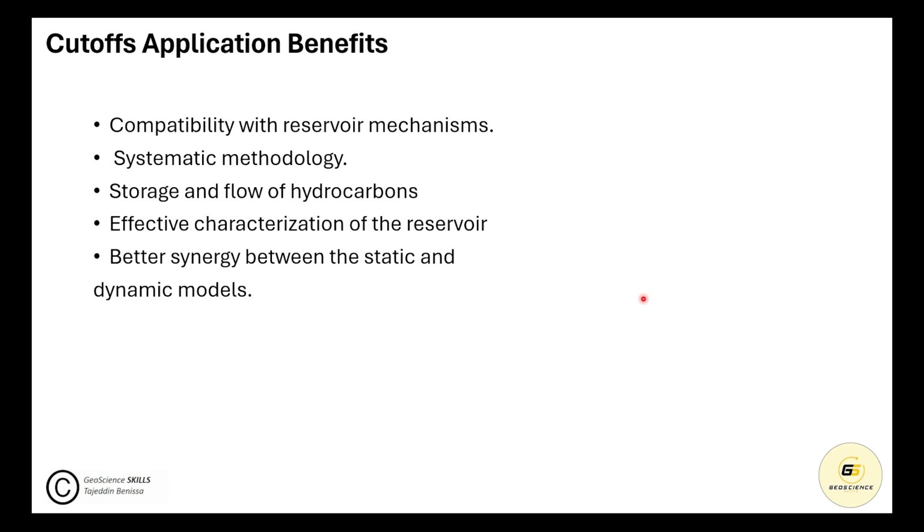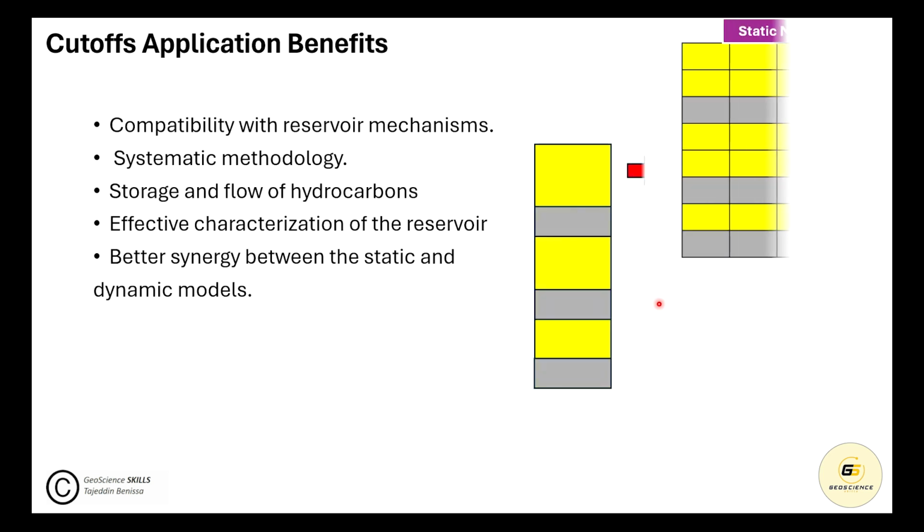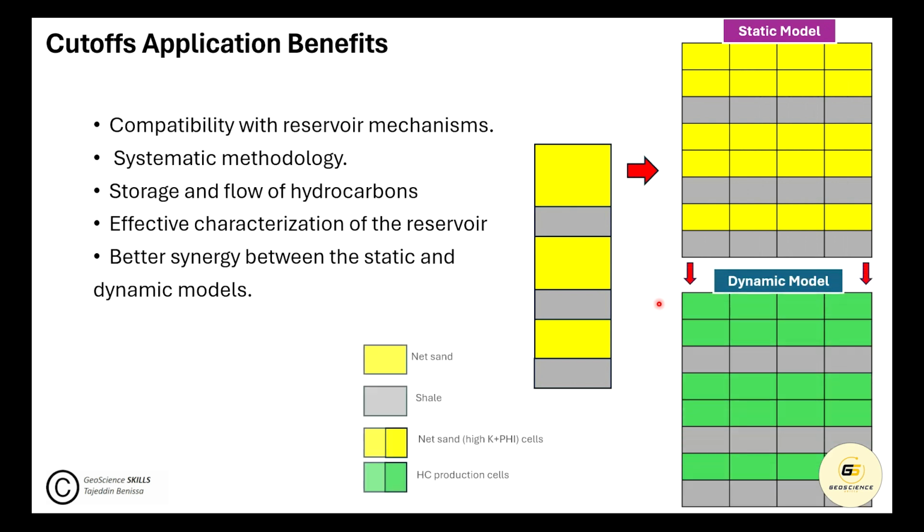Effective characterization of the reservoir and better synergy between the static and dynamic models. The cutoff values give a more robust characterization of the reservoir. They make better synergy between the static and dynamic reservoir models. So this means that more accurate and representative cutoff values for petrophysical properties mean robust and consistent static and dynamic models. And like this, energy companies can more fully realize the asset value.